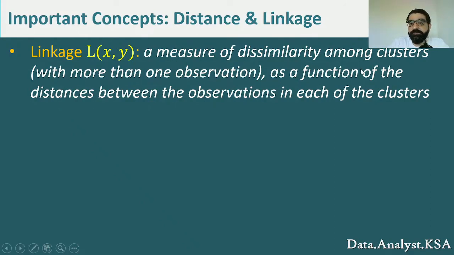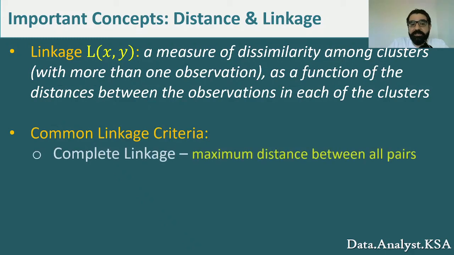So basically, it is a measure of dissimilarity among clusters with more than one observation, as a function of the distance between the observations in each of the clusters. So the function is going to depend on the covariate patterns that exist for the observations in each cluster. So I'm going to take pairs and start measuring distance, and then I'm going to make a decision. So what are the common linkage criteria?